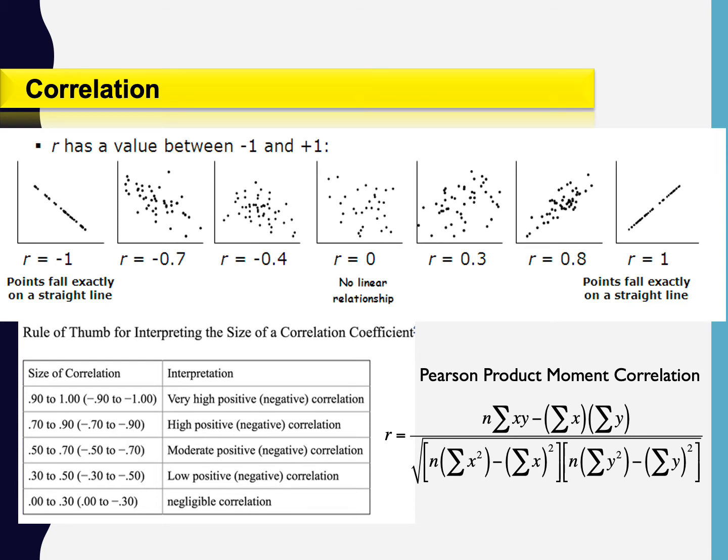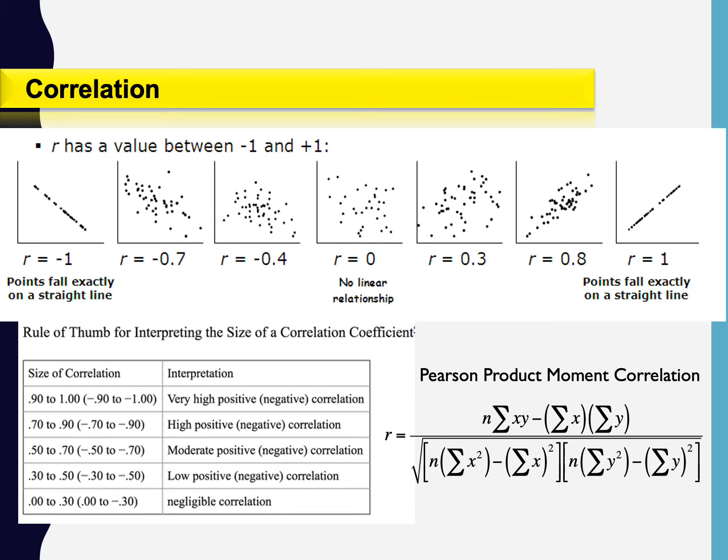Now, the interpretation is as follows. If your R is from 0.9 up to 1, then it is a very high positive correlation. If the values are negative, then it is a very high negative correlation. For R values from 0 to 0.3, it is considered to have negligible correlation, or no correlation, or no linear relationship. So take note of this size of correlation and its corresponding interpretation.